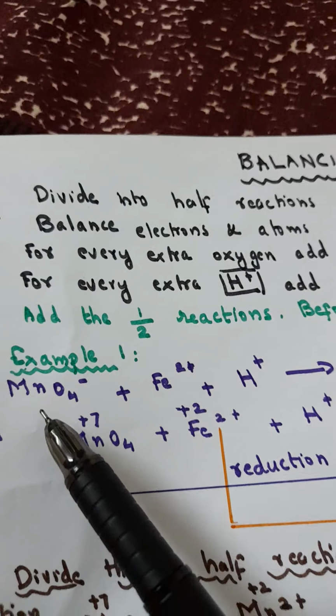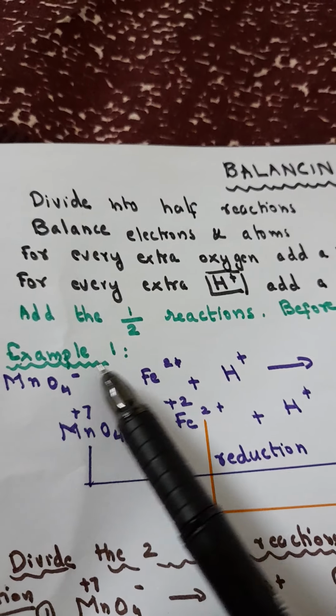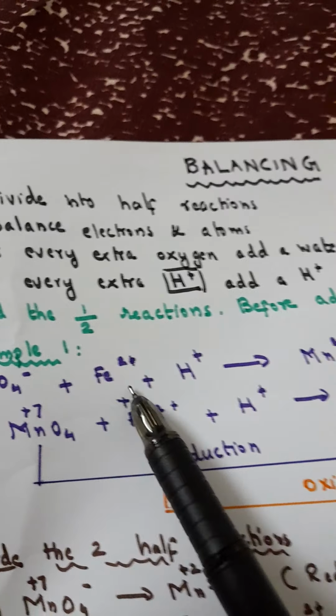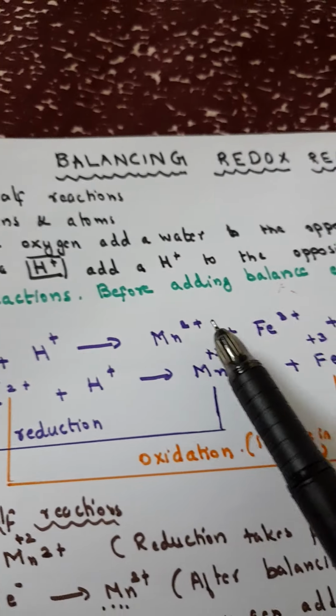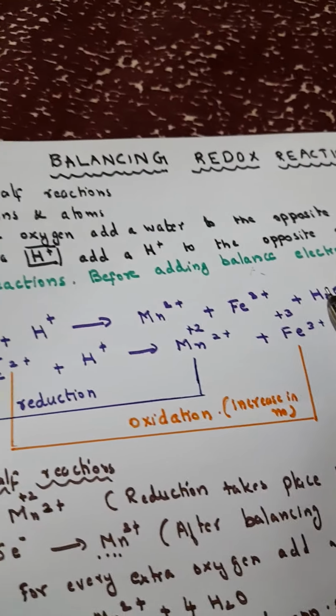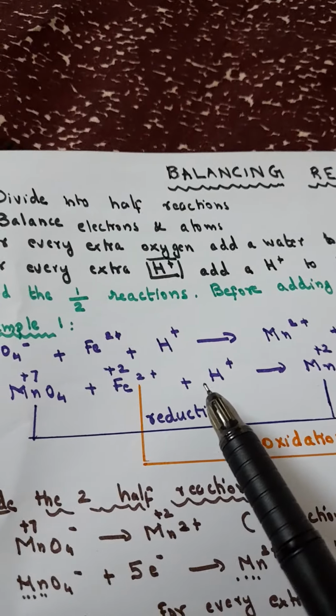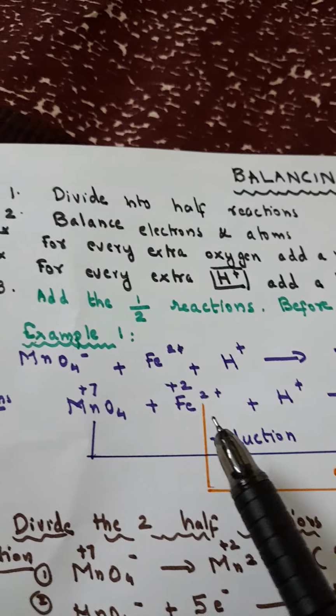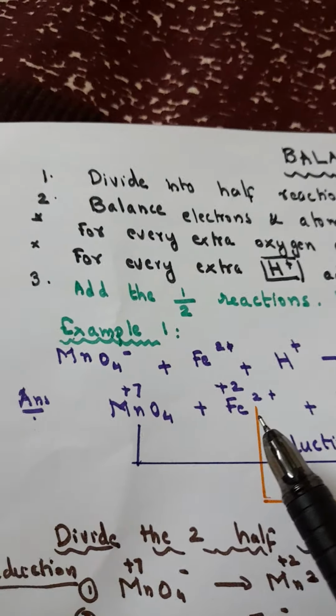Let us go through the reaction once again: MnO4 minus plus Fe2 plus plus H plus gives Mn2 plus plus Fe3 plus plus water. Just listen carefully because this is very simple. Once you follow this, you can solve any question like this to balance a redox reaction very quickly.